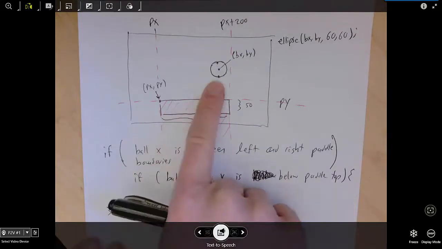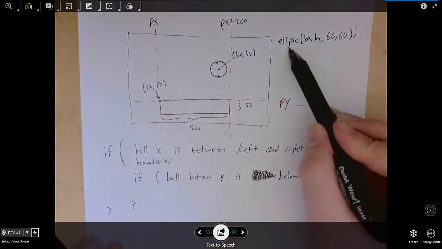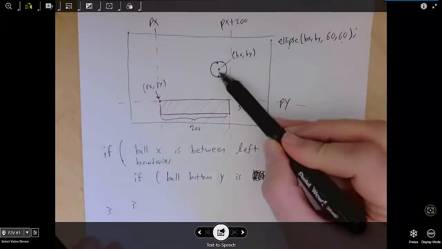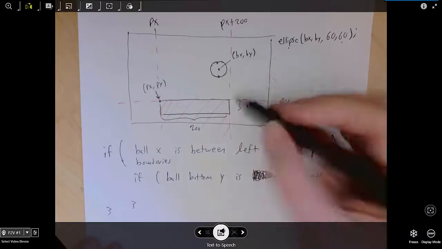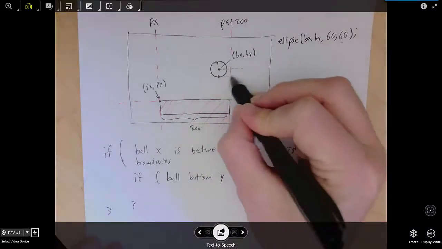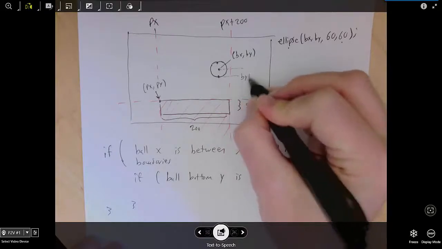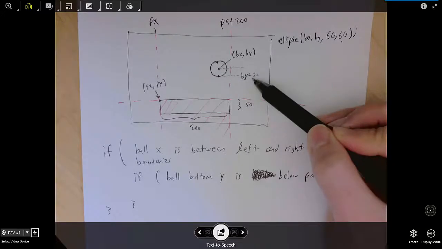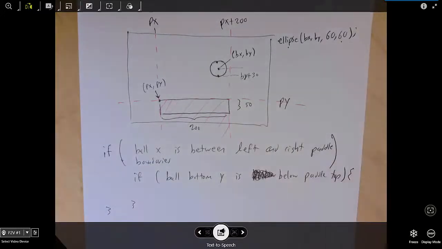So what is the bottom coordinate of the ball? You can see here in my ellipse statement, the height of the ball is 60. So that means the radius of the ball must be 30. So if this center ball coordinate is by, then the bottom of the ball must be by plus 30, because I'm adding 30 more pixels to get from the middle to the bottom.